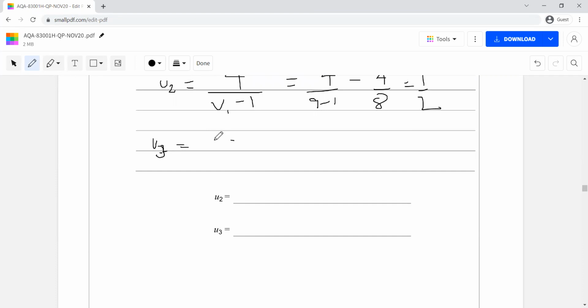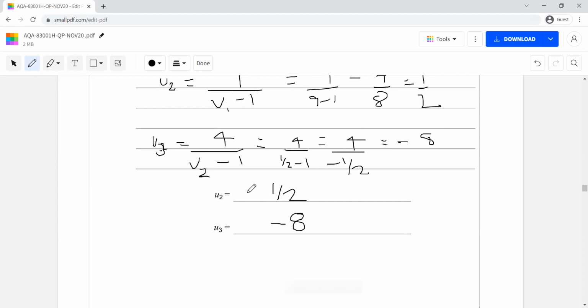Similarly, to get u3 is equal to 4 over u2 minus 1, which is equal to 4 over a half minus 1, which is equal to 4 over negative a half, which is equal to minus 8. So the answer will be u2 is equal to half and u3 is minus 8.